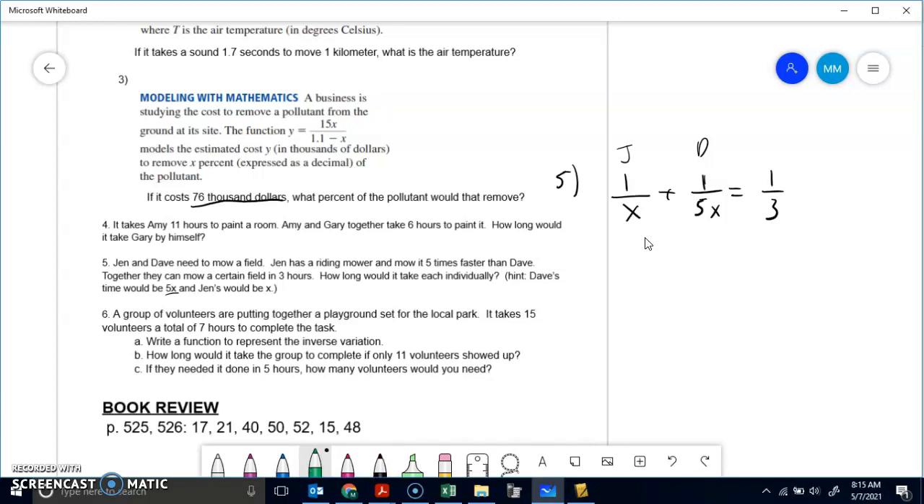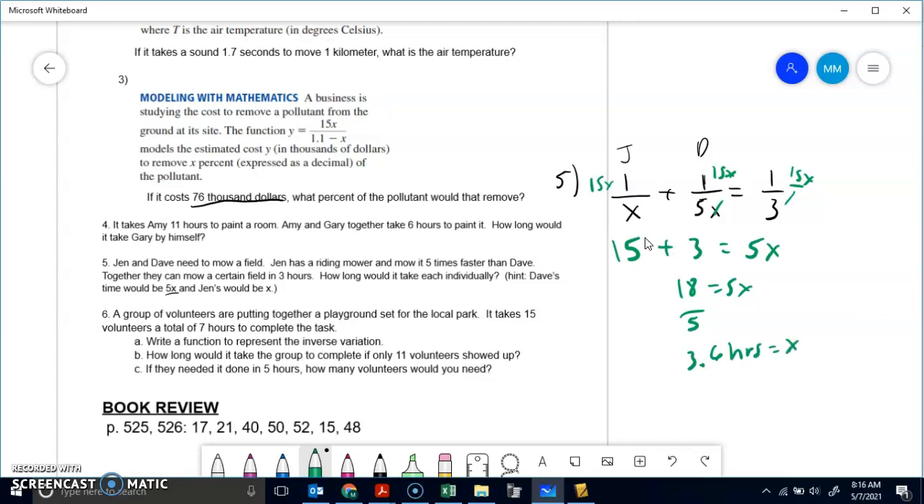So I'm going to multiply everything by 15x, 15x, 15x. So I get 15, x's cancel. The x's cancel again, and 15 divided by 5 is 3. And then 15 divided by 3 is 5. The x does not cancel there. So I get 18 equals 5x. Then we divide by 5, or 3.6 hours.